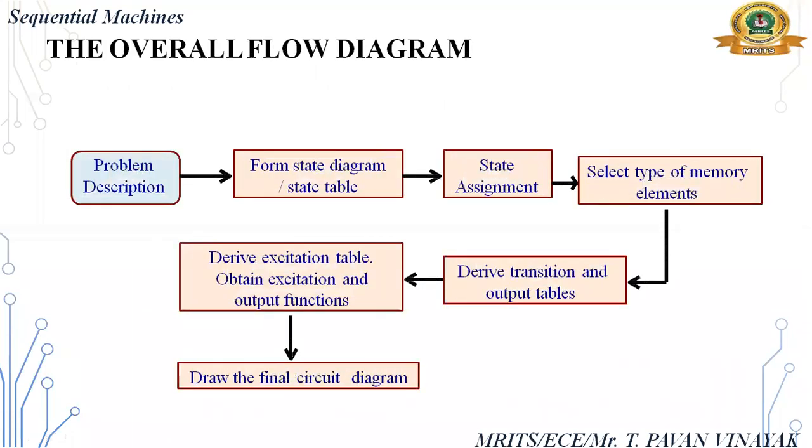So this is the flow. First problem description, and then we go for state diagram and state table, and then state assignment, and then memory element. After that, state transition and output table. After that, excitation table and output function. After that, final circuit. This is the flow of finite state machines.